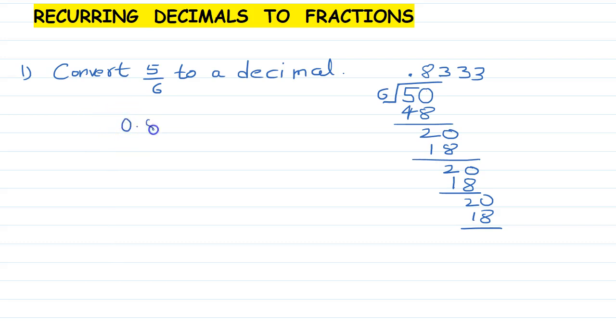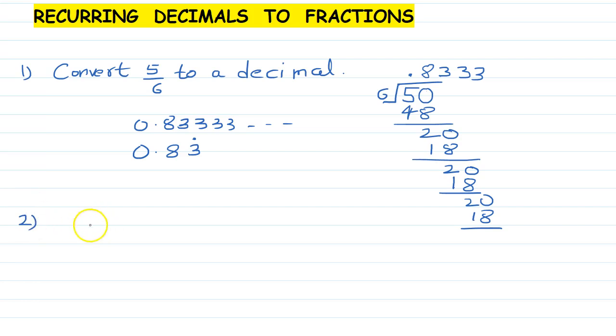So we can write 5 by 6 as a recurring decimal: 0.8333 and so on, and we write this as 0.83 with a dot on top of the 3. It means 3 is recurring. Is that okay? So now let's see another question.